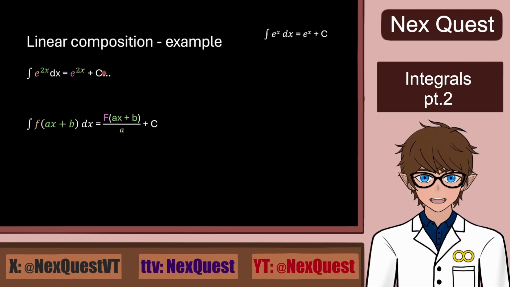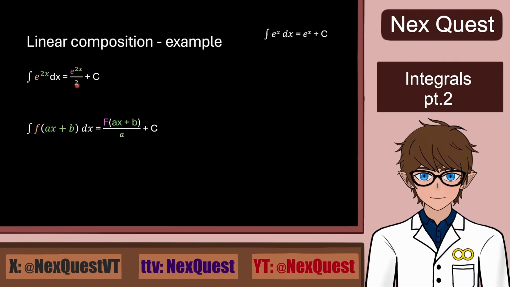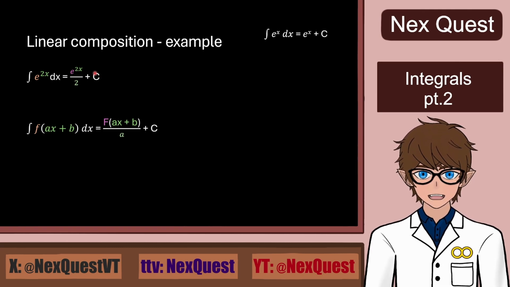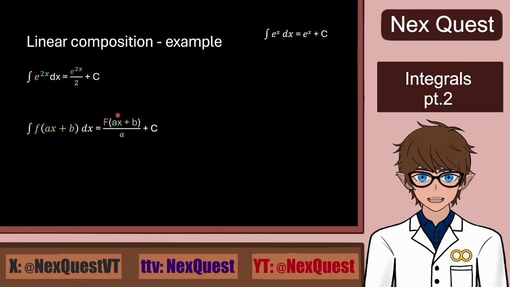We add a plus c, and after that we just have to divide by the factor of a, the one that's multiplied to x, so that's a 2. And once we do that, we get our result of the integration. It's a simple, straightforward rule. You can dig back to where it comes from.